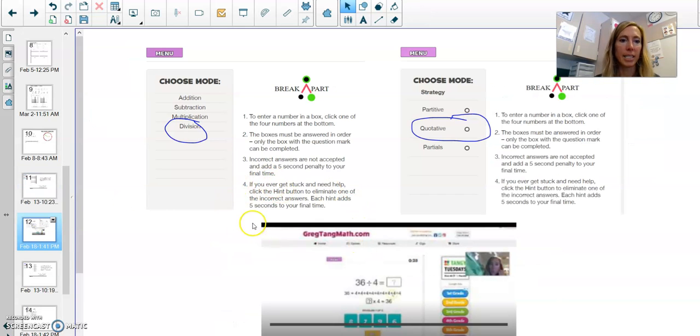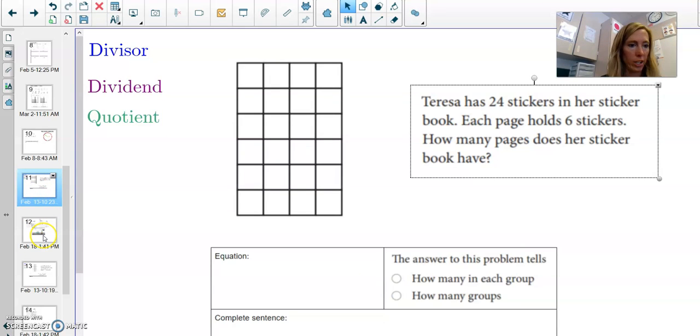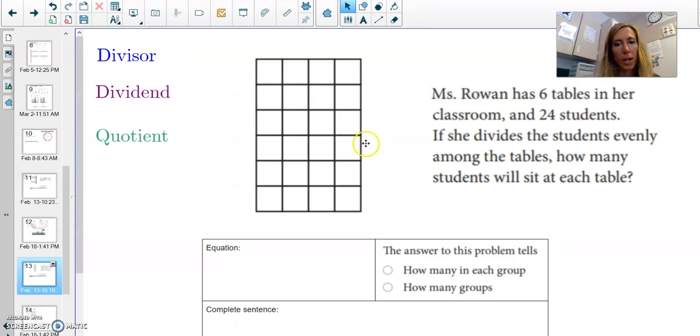So that's thinking about division in a certain way. And you can practice that through Greg Tang, through the Break Apart site. And I am talking through it here in about a 2-minute video. And I allude to the sticker situation, okay? And then there's another way to think about division. Instead of 24 students divided into groups of 6 students, it's going to be 24 students divided into 6 groups. So now I'm trying to find how many are in each group.